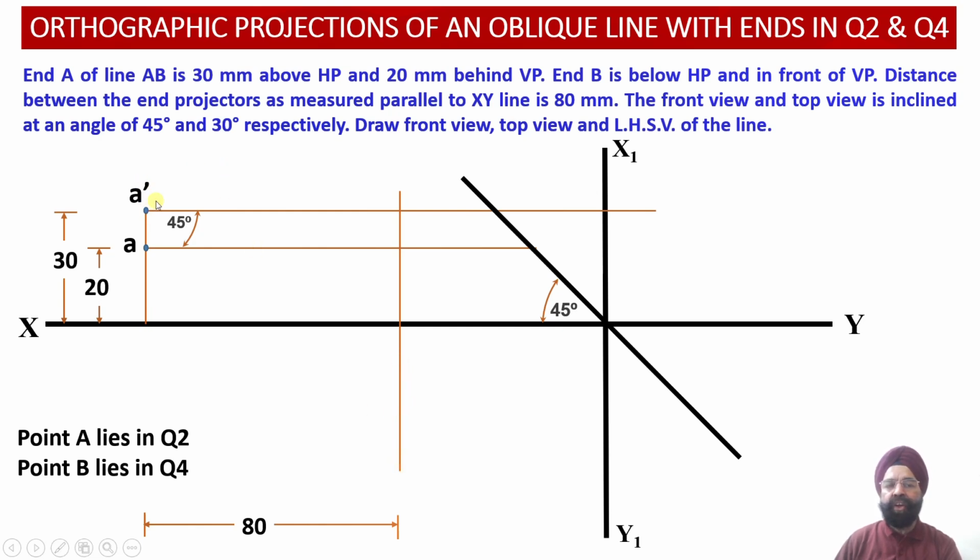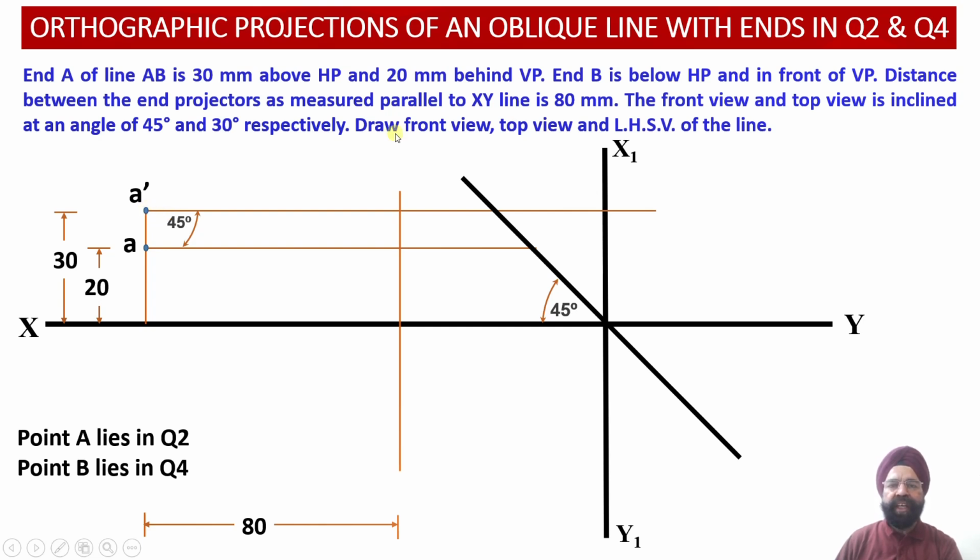So we cannot continue with the construction of these angles above the XY reference line over here, that is into the positive direction, the upward direction. So what we have to do is mark these angles, that is the 45 degree angle with respect to the point A dash and the 30 degree angle with respect to the point A, in the downward direction. So we have to mark these angles in the downward direction.